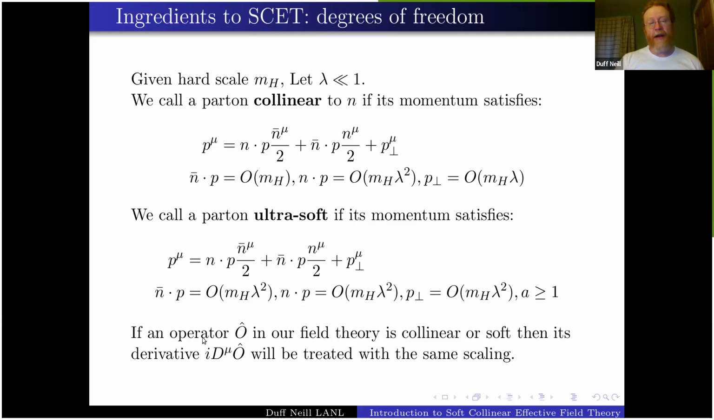And finally, given an operator in our field theory, we will label it as being collinear or soft when its derivative will be treated with the same scaling. And this should make a lot of sense to you. The derivative is telling you what is the momentum being generated by that particular operator that you've written down. And so if I think about the derivative acting on my operator as being itself just a type of momentum, then I can call that operator soft or collinear if I treat that derivative as having a scaling like that of collinear power counting or an ultra-soft power counting.